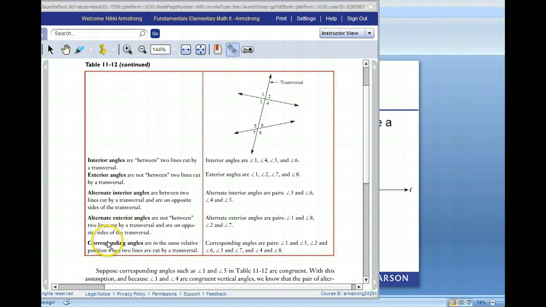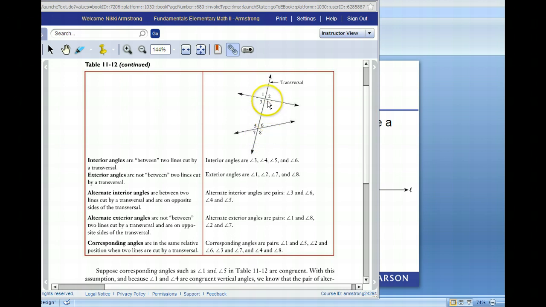Lastly, corresponding angles. These are in the same relative position when the two lines are cut by a transversal. So what that means is they have the same orientation to the transversal for each of the two lines that are cut by the transversal. So angles 2 and 6, or 1 and 5, or 3 and 7, or 4 and 8.